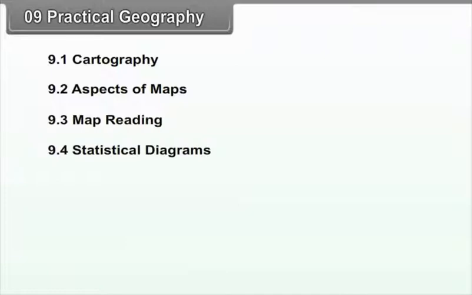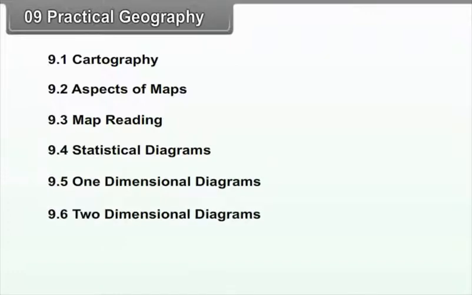Chapter 9, Practical Geography. We will study the following points in this chapter. 9.1 Cartography. 9.2 Aspects of Maps. 9.3 Map Reading. 9.4 Statistical Diagrams. 9.5 One-Dimensional Diagrams. 9.6 Two-Dimensional Diagrams.